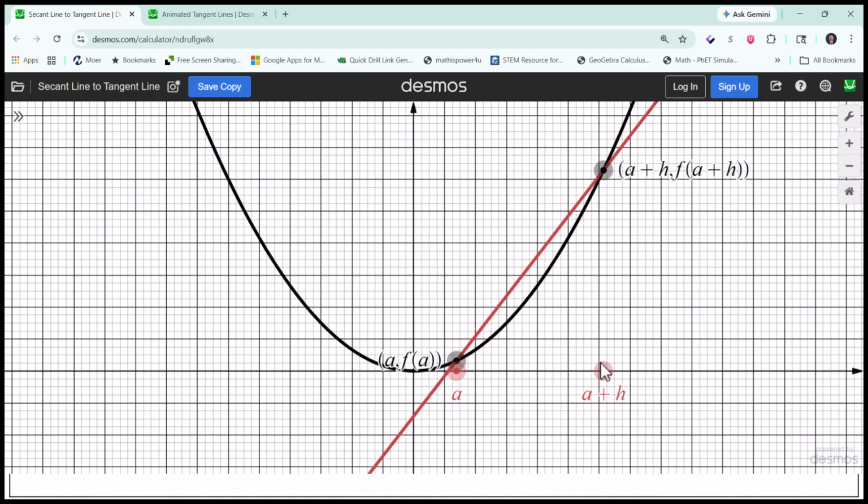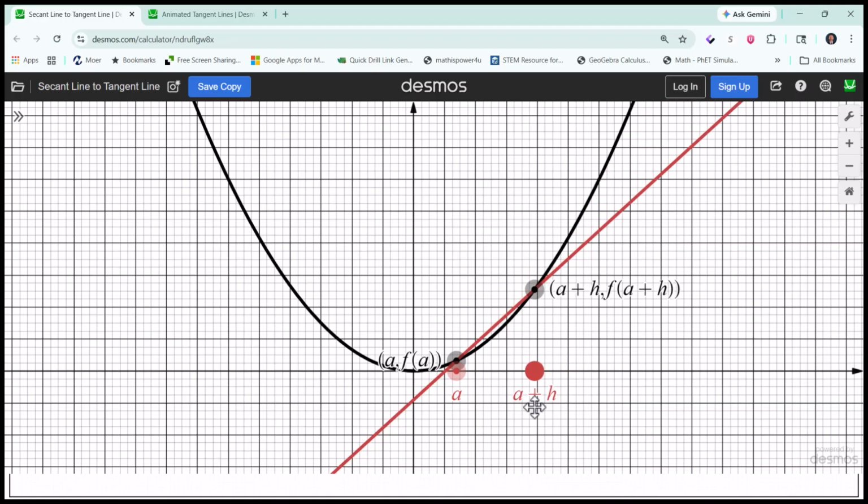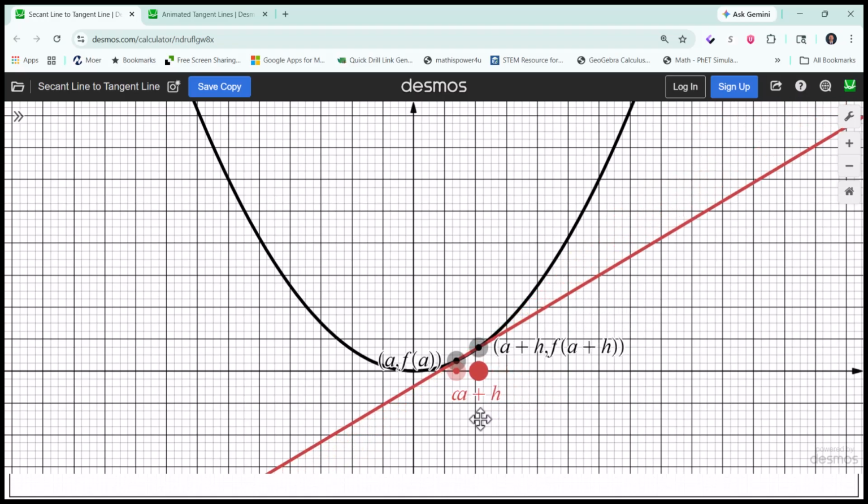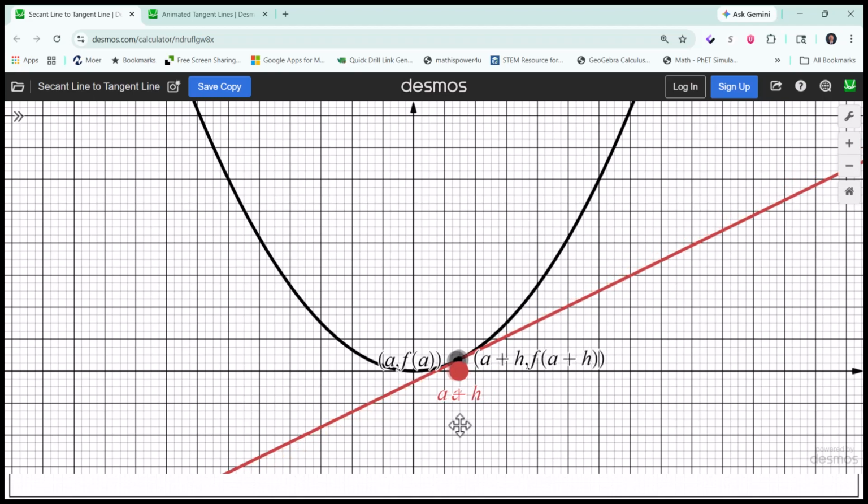One thing to notice here, as h approaches 0, the 2 points of intersection get closer and closer together, and we say the secant line approaches what's called a tangent line. A tangent line intersects the function at just 1 point here, and the slope of the tangent line represents the instantaneous rate of change of the function at a given value of x.